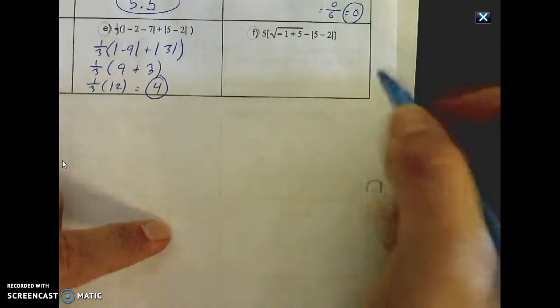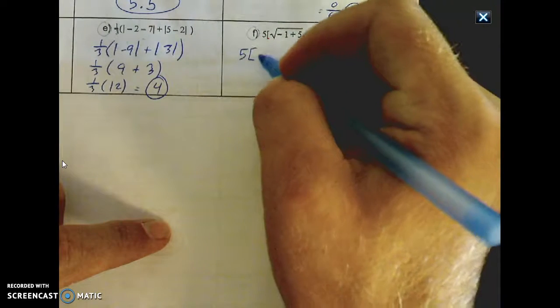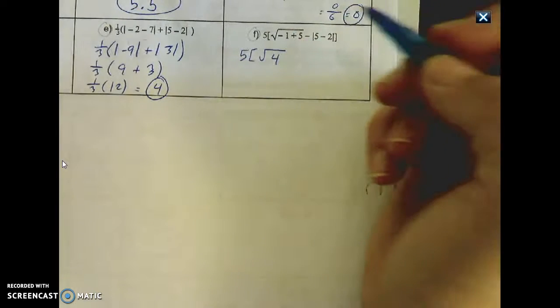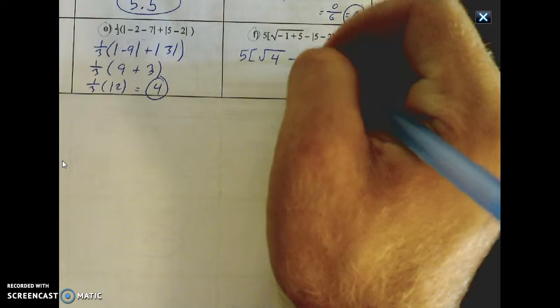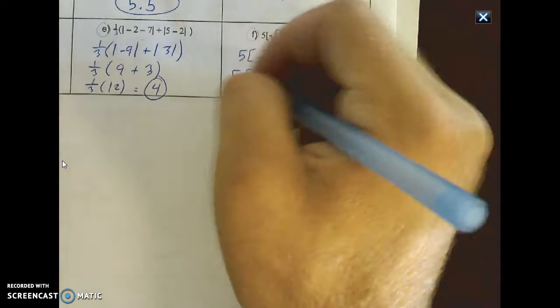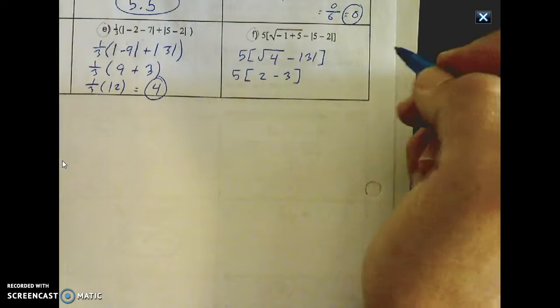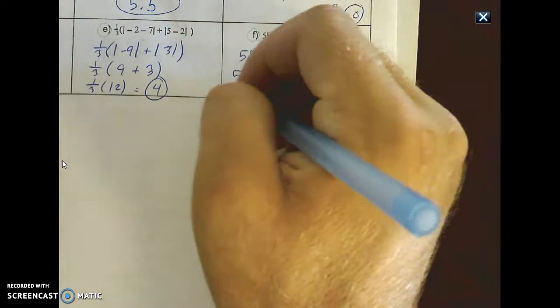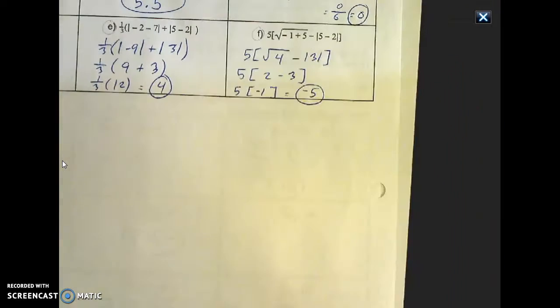Finally, last one. 5 bracket. Alright, inside here I got square root. Negative 1 plus 5 is 4. Alright, minus absolute value 5 minus 2 is 3. Square root of 4 is 2. Minus the absolute value of 3 is 3. 2 minus 3 is negative 1. Multiply them together. Brackets are basically the same thing as parentheses. Just keep that in mind.